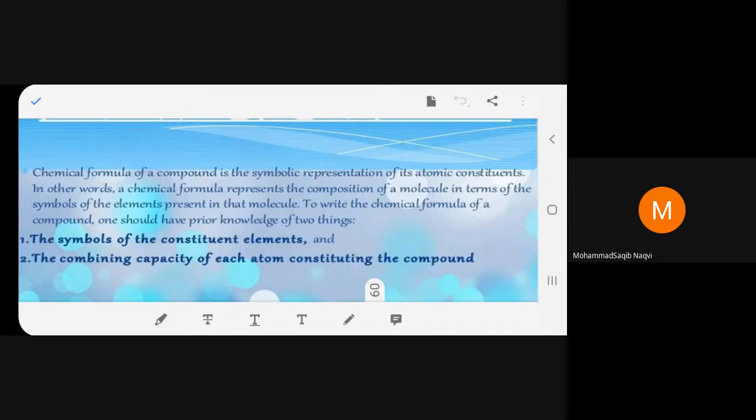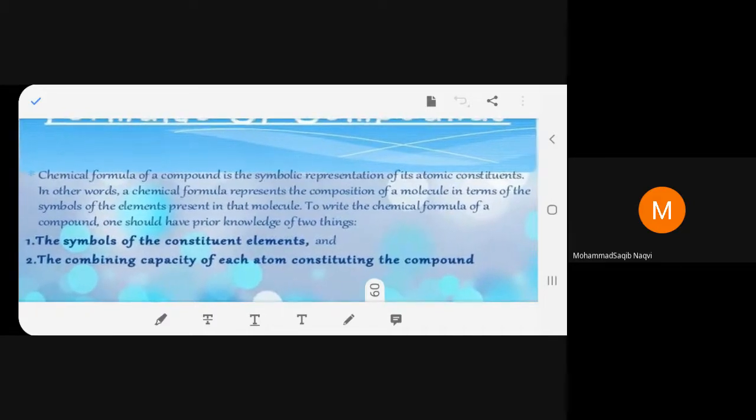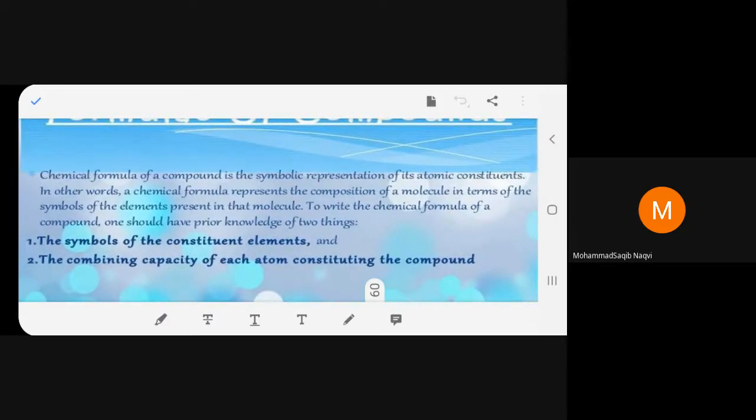So the chemical formula shows what it is made up of. What are the atoms present in that compound or the molecule? The molecule is actually made up of elements. Now I cannot write chlorine, C-H-L-O-R-I-N. Instead of chlorine, I will write Cl. It becomes very easy for me to show, and in a small space, I can fit the chemical equation. Isn't it better?